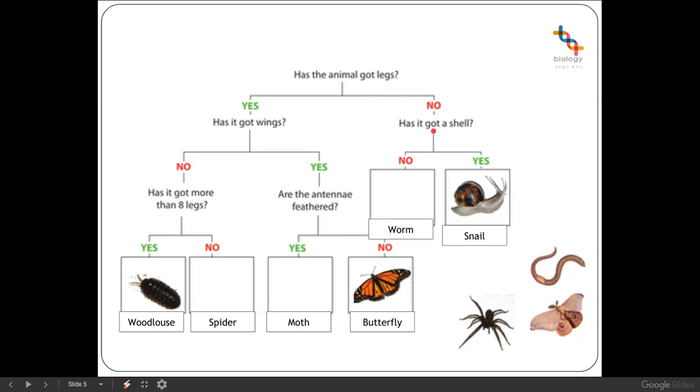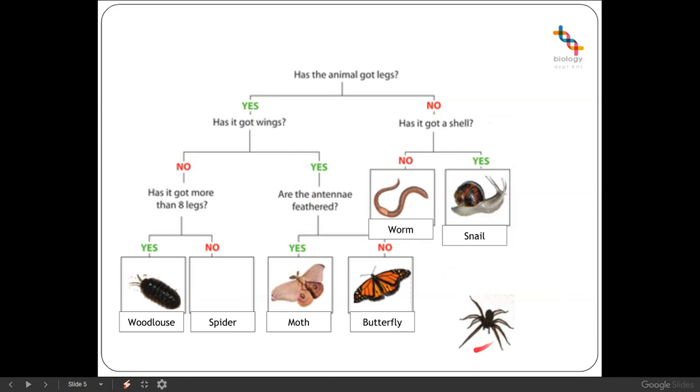No, it doesn't. Has it got a shell? No, it doesn't. That takes us to our worm. Our next one, this one here, again, has it got legs? Yes, it does. Has it got wings? Yes, it does. Are the antennae feathered? Yes, they are. So that leads us to our moth.